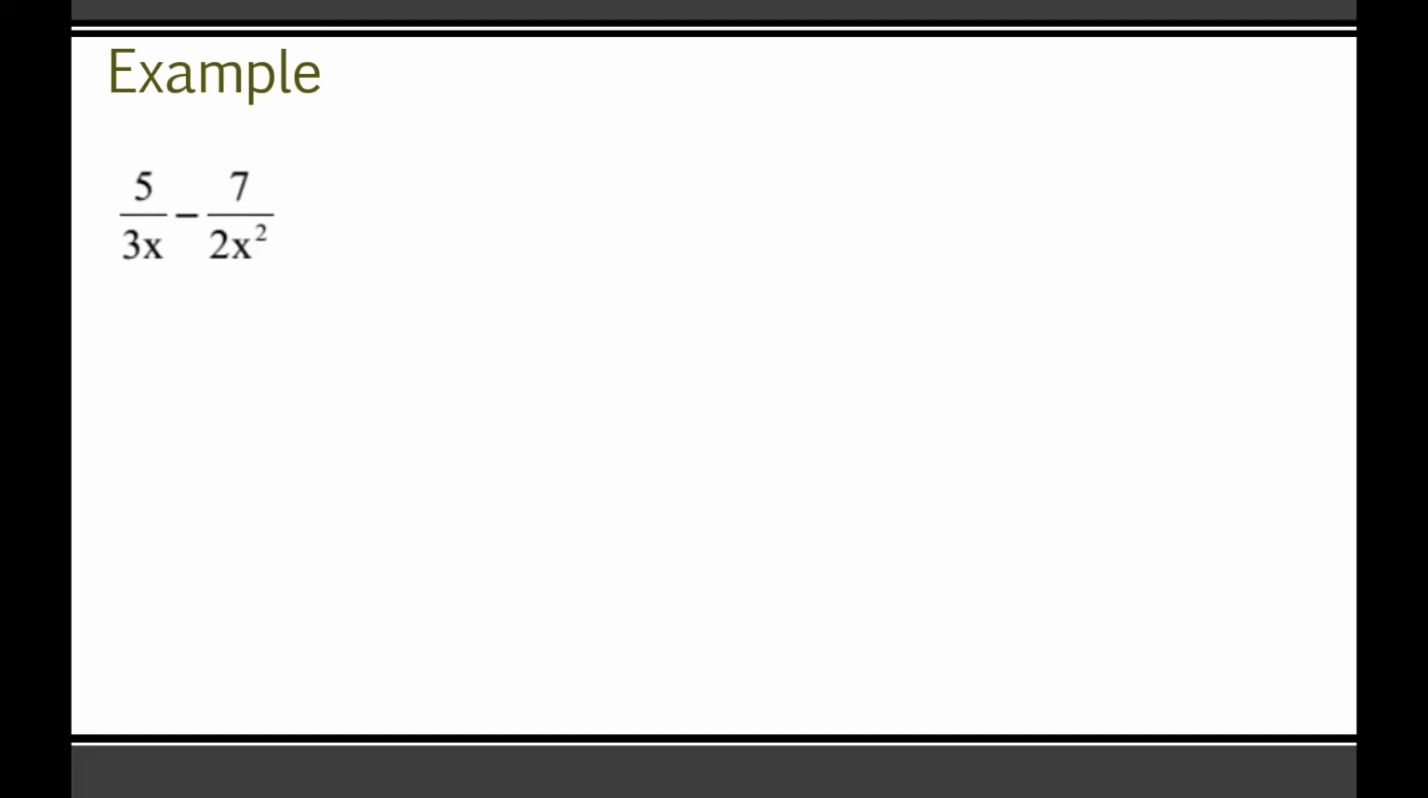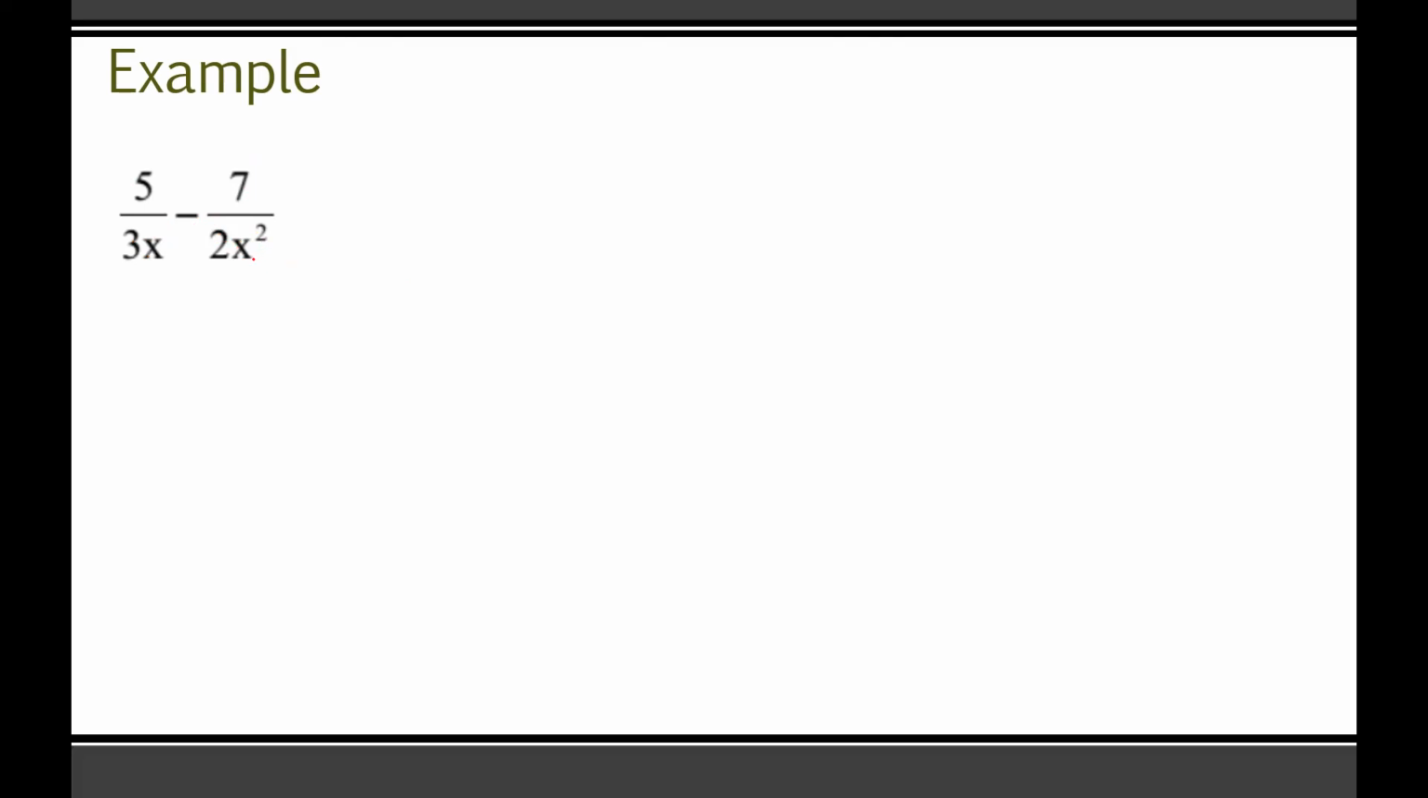First example is a pretty small rational expression. There's no huge polynomials in this. We're just keeping it relatively light. We have 5 over 3x minus 7 over 2x squared. The number one thing that we have to do is factor this. But here's the thing. If you look at each of the 4 pieces here, it already is factored. Factored just means written in a form where everything's multiplying together. It all is, right? So that brings us to the next step.